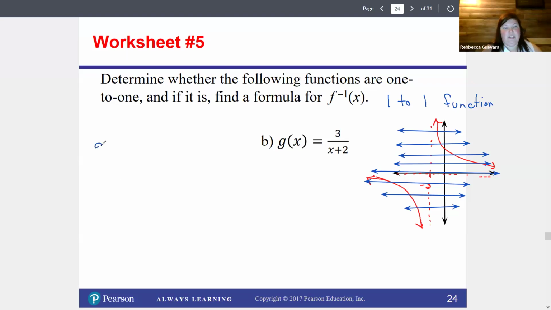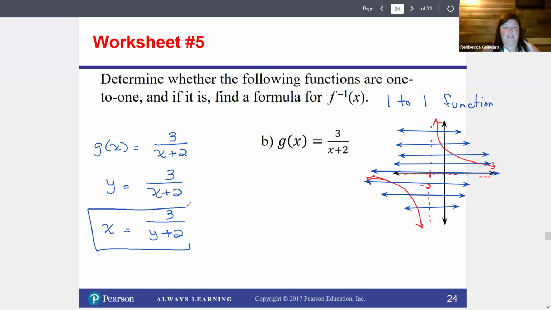So we are going to take my function notation, this g of x, and replace it with y. And then now my x's are going to become y's and my y's are going to become x's. So we have my inverse right here. So at this point, you might be asking yourself, how am I going to solve for y? So here's a little trick.